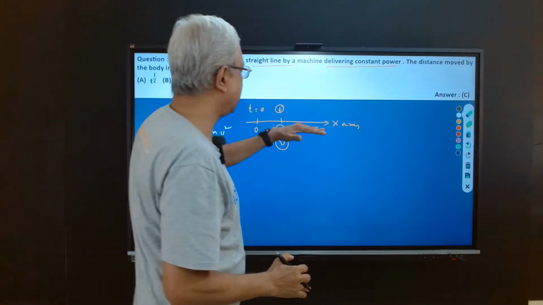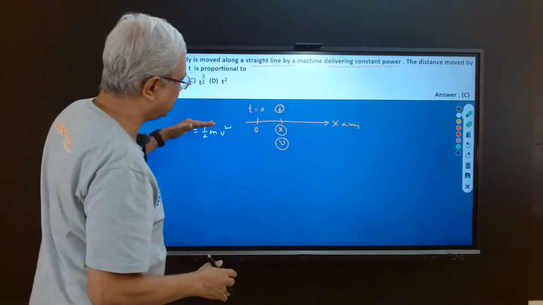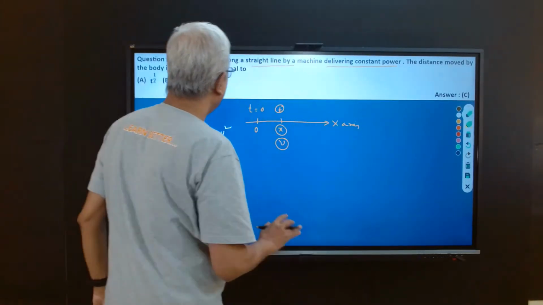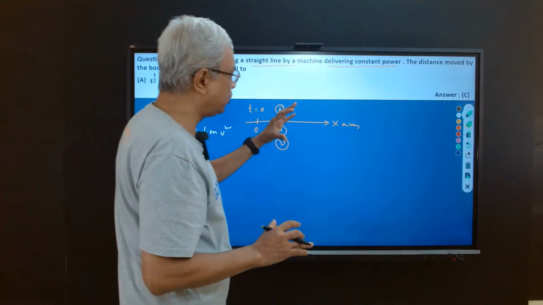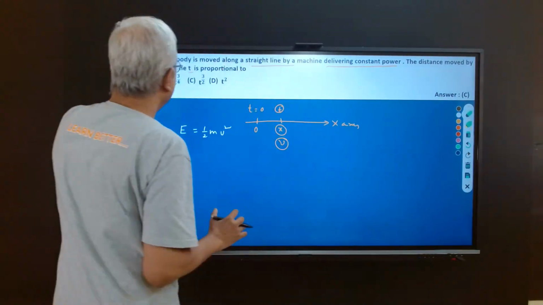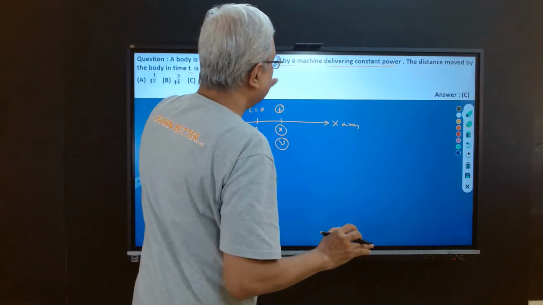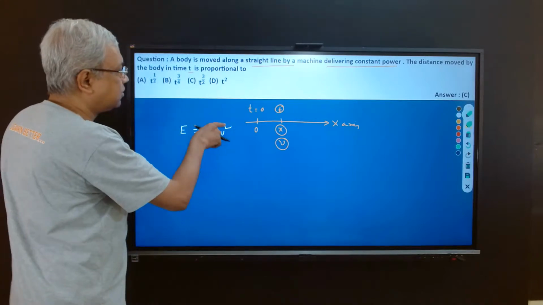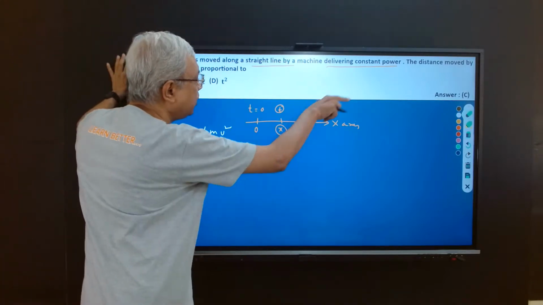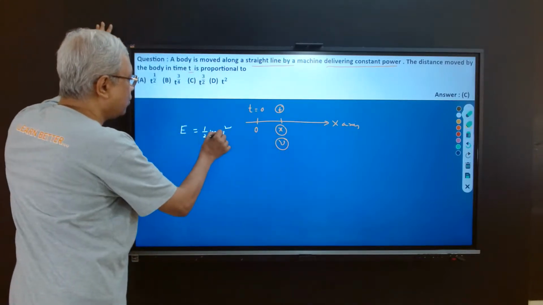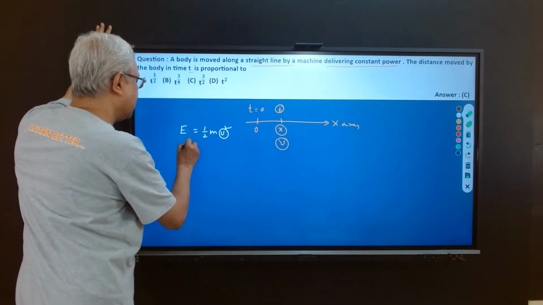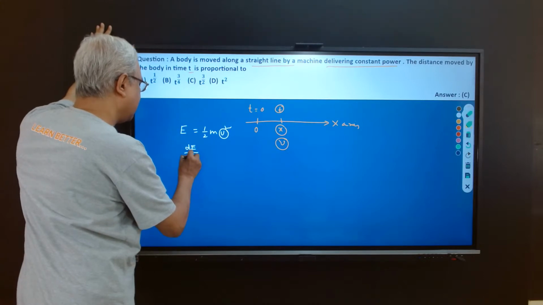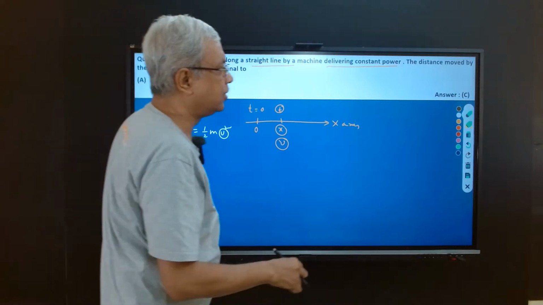Forget about the potentiality because there is no change in potential if it is moving along the x-axis. We are just concentrating on kinetic energy because of the machine. Since it is delivering constant power, its velocity is changing and it is moving along this x-axis. So dK/dt is the power delivered by the machine.